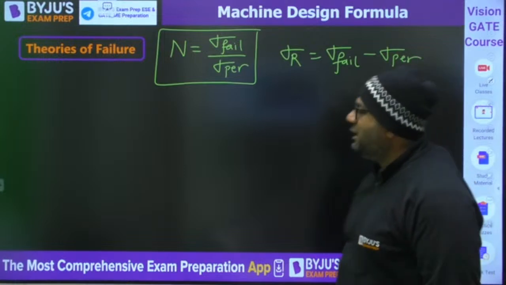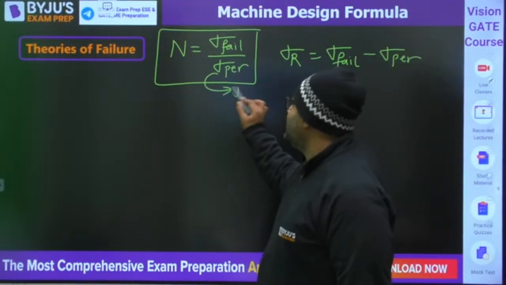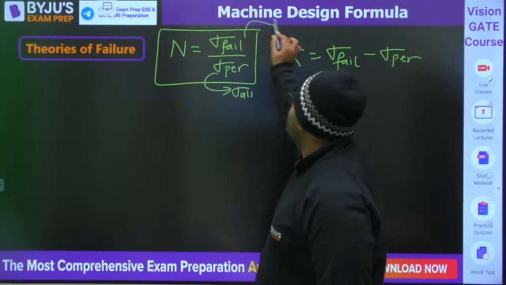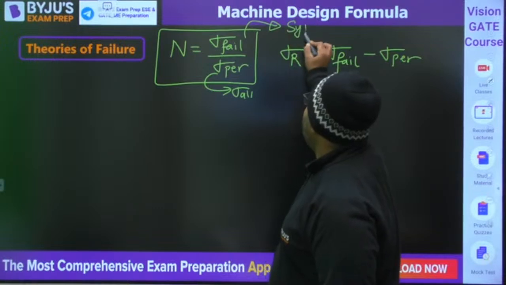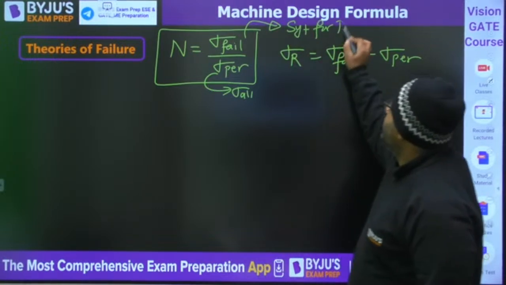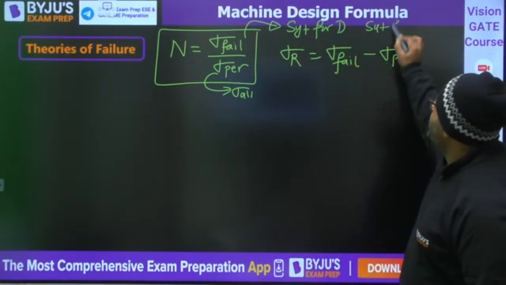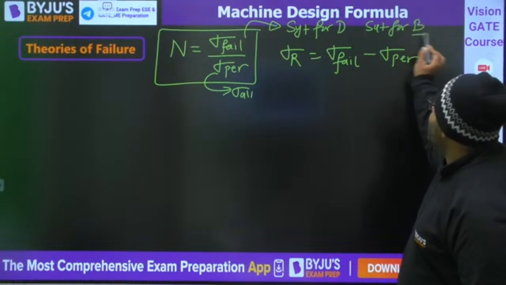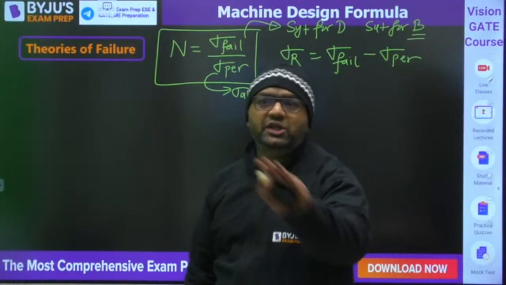I would also like to tell you that this permissible stress is also known as allowable stress. This failure stress may be SYT for ductile material. It may be SUT for brittle material. So depending on the type of material, the failure stress would be changing.